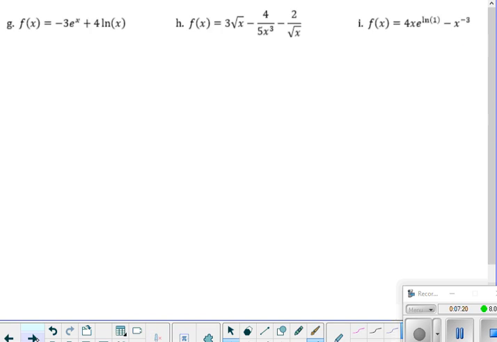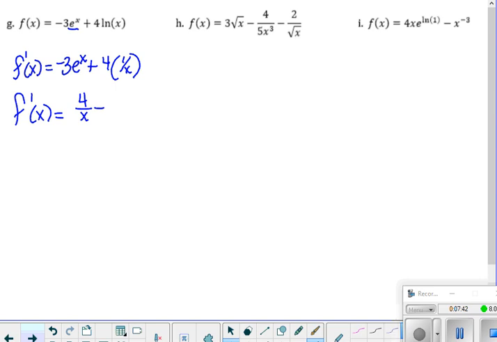G. Okay, just some straightforward rules is what I'm seeing when I look at G. The derivative of e to the x is itself, it's e to the x. The derivative of natural log is 1 over x. So I could leave my answer like that, or probably more likely I could have 4 over x minus 3e to the x.